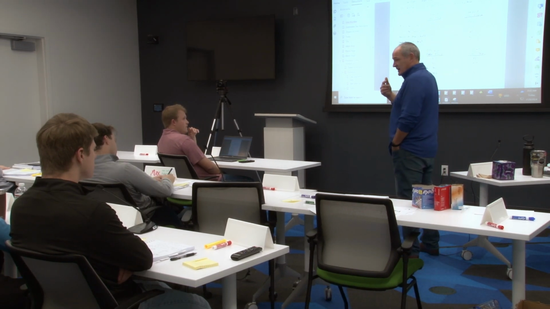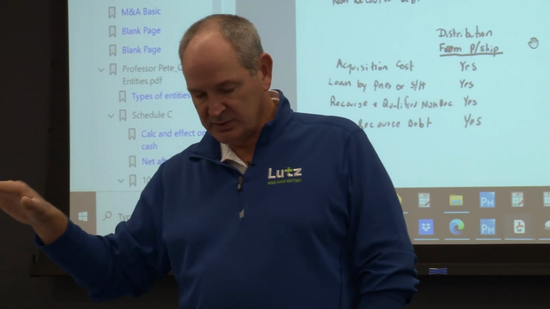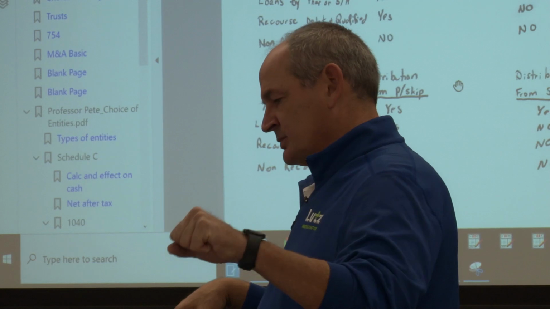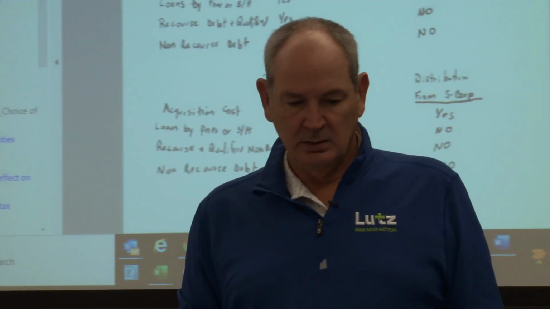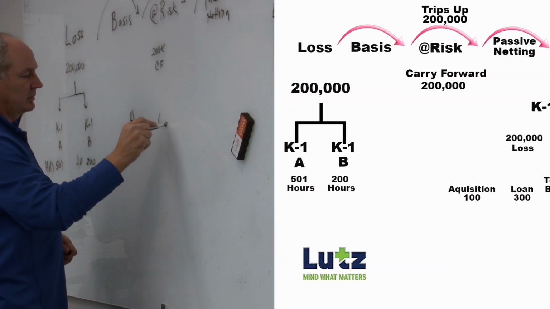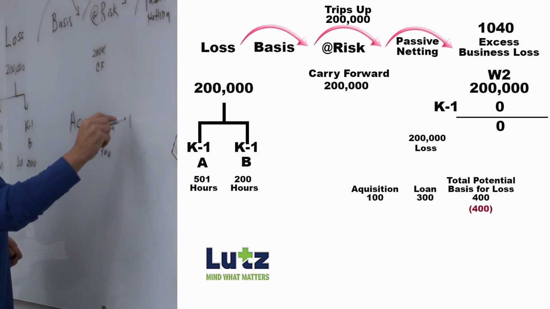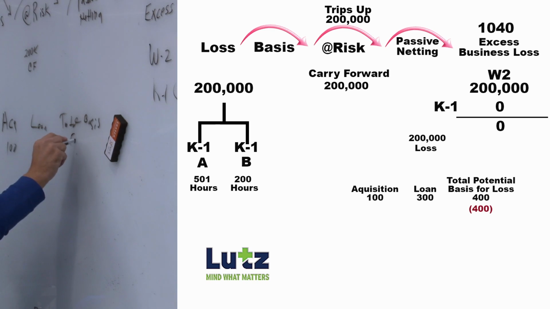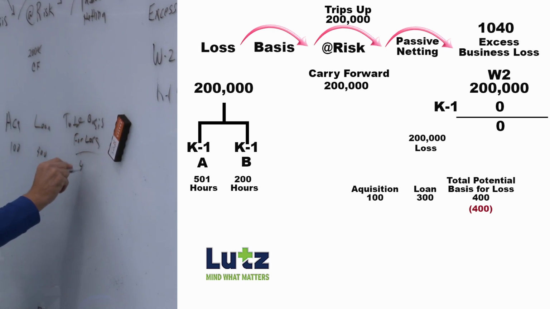And the more I think about it, this actually might be the reason, from a loan from a shareholder, pushing aside losses, pushing aside distributions, pushing aside some of those things, I'm going to say that Stuthman had $100 of acquisition cost, and Stuthman had $300 of loan in the corp. Acquisition of 100, loan of 300, total potential basis for loss, 400.